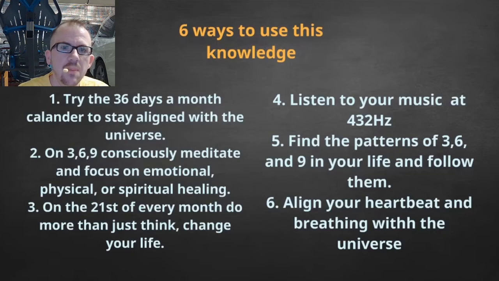Number 5, find patterns of 3, 6, and 9. Tesla talked about this all the time. They thought that he was OCD. He wasn't OCD. He understood the power of these numbers, and so do companies, so do corporations. That's why something is $3.99. That's why something is $6.99. That's why something is $9.99, and it's the most appealing to you. It's because they understood some of the foundations of this information. All right? So find patterns of 3, 6, and 9 in your life and follow them.